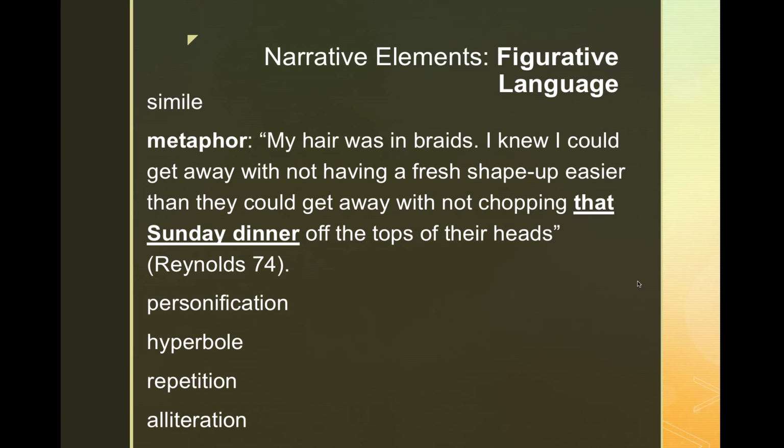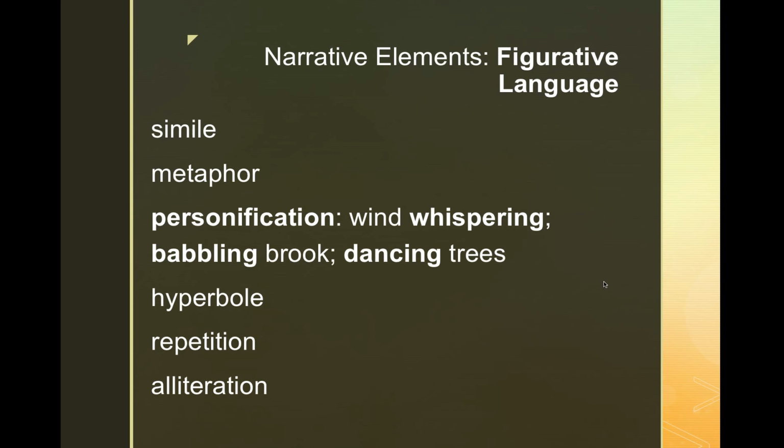Metaphor: "My hair was in braids. I knew I could get away with not having a fresh shape-up easier than they could get away with not chopping that Sunday dinner off the tops of their heads." This is Ali talking about how he didn't need the haircut, but Noodles and Needles needed a haircut, and comparing their messy hair, that Sunday dinner on top of their heads, to their actual hair. So a metaphor is a comparison not using "like" or "as."